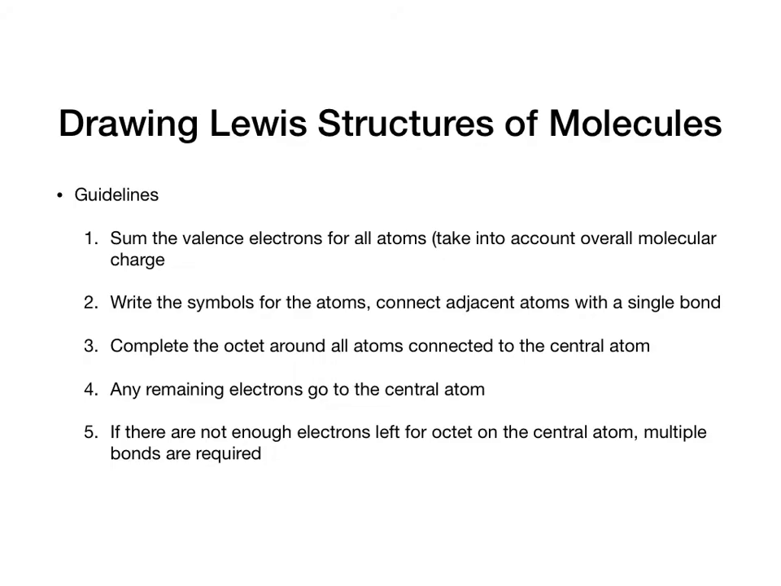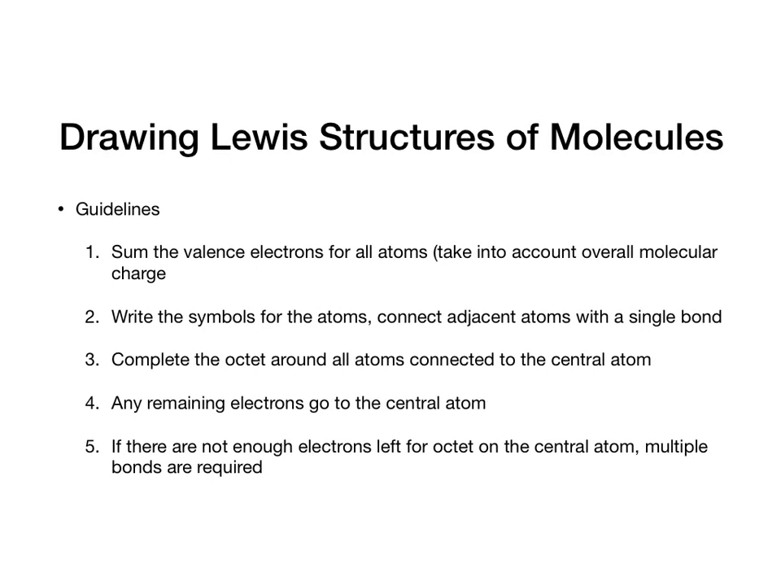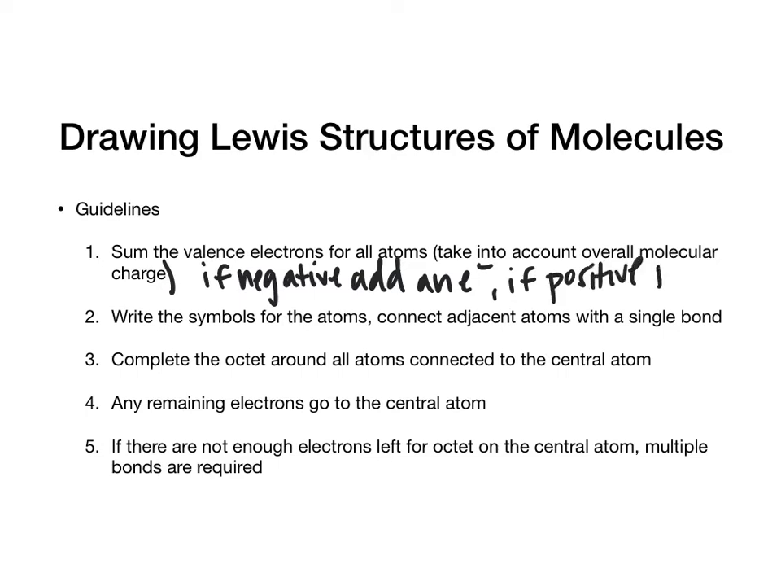So the guidelines to draw the Lewis dot structure of a molecule. 1. Sum the valence electrons for all atoms. Take into account the overall molecular charge. This means if negative, add an electron. If positive, remove electrons.